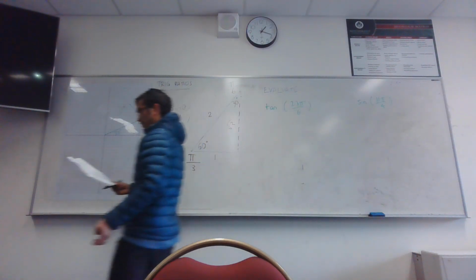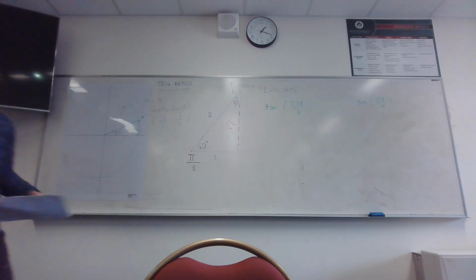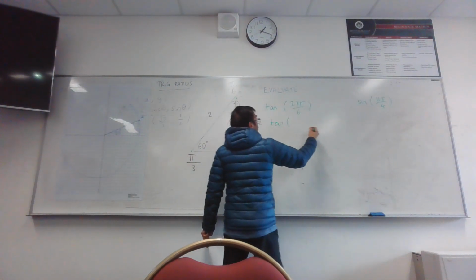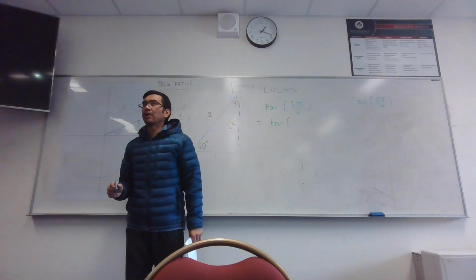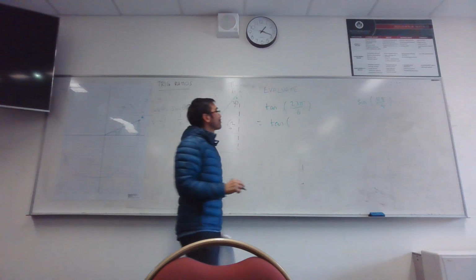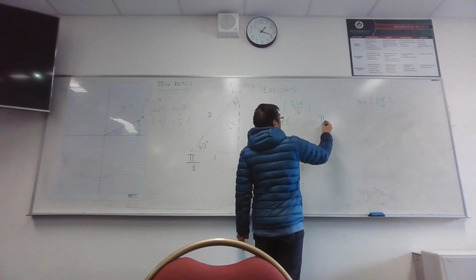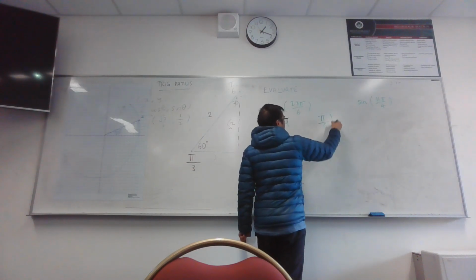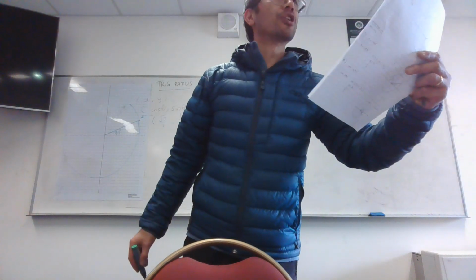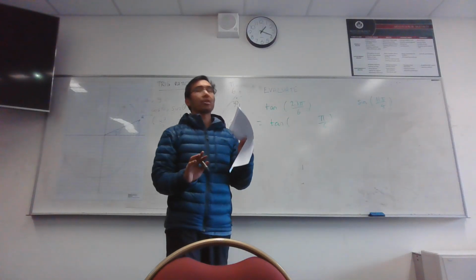Okay, last two. 23 pi on 6. What is a good reference point for 23 pi on 6? Where should I read it from? Say it again, Tim. 18 pi over 6 plus 5 pi over 6. Good. You're right, we can go that way, but I want to get a bit closer.